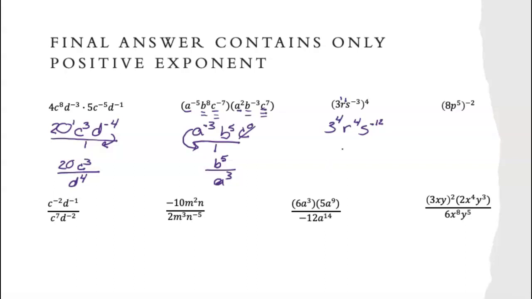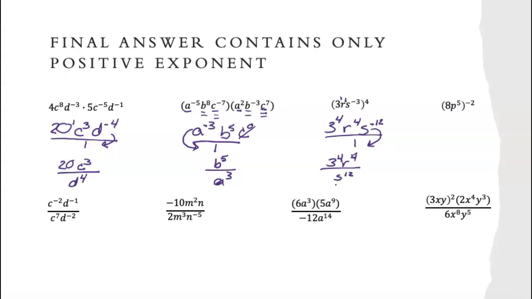Now again, looky here, positive, positive, negative. That negative is going to need to move. So we're going to take that negative and move it. Everybody else gets to stay. So 3 to the 4th, R to the 4th, over S to the 12th.